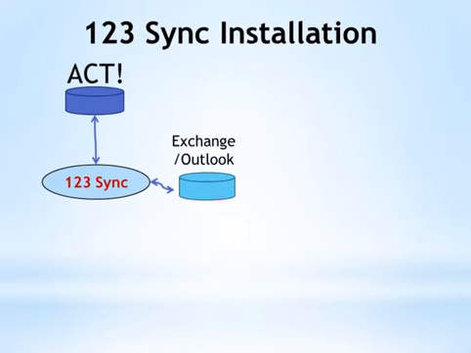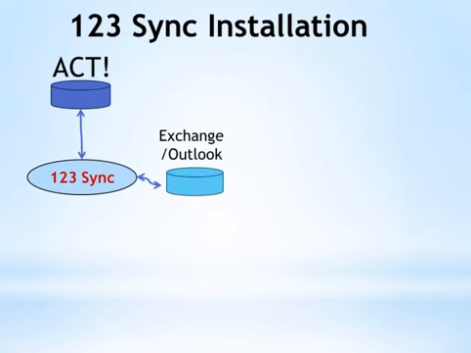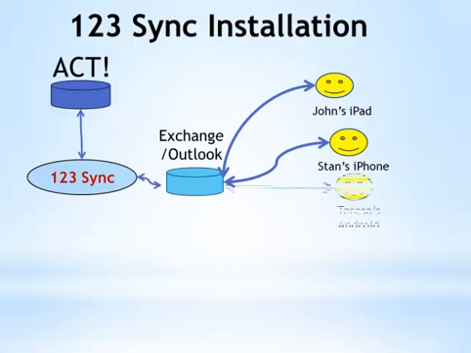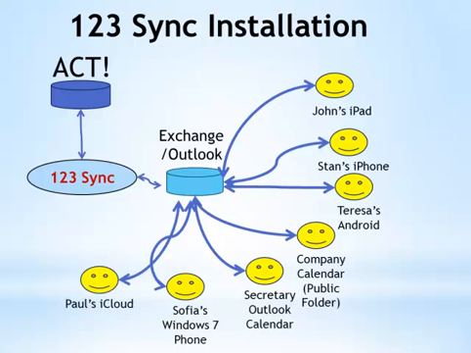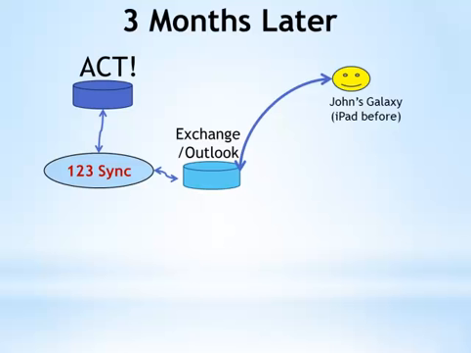So in a regular Sync installation, you'll have ACT and then 123 Sync working with Outlook. And that will sync, for example, to John's iPad or Stan's iPhone, Teresa's Android, a regular public calendar for the company, as well as the secretary calendar, a Windows 7 phone. Paul likes to access his data through the web, so he actually has his data on the iCloud. And this is how the world looks as we see it. So you have a heterogeneous environment with all these devices all syncing with Exchange, and we just sync that data with ACT.